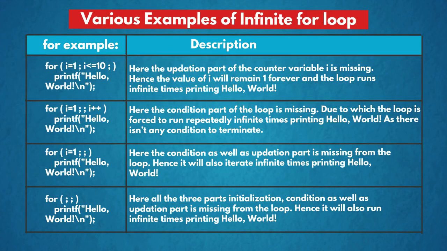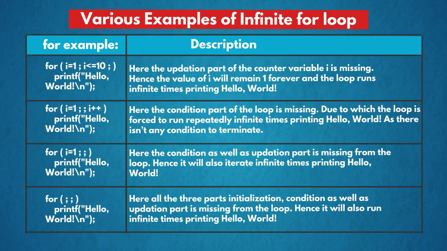The second example: for I equal to 0, without any conditional statement, there is an updation I plus plus. Here the condition part of the loop is missing, due to which the loop is forced to run repeatedly infinite times printing hello world, as there isn't any condition to terminate the loop.